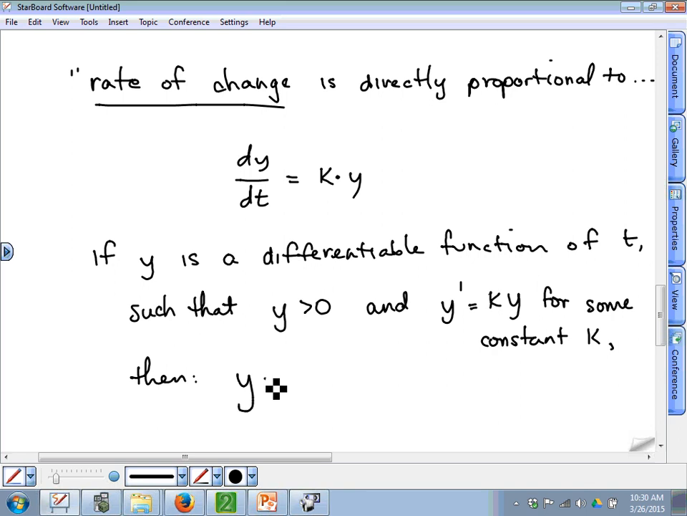So then y equals c e to the kt. k has to be up here because when you take the derivative of this, it's a chain rule, so the k is brought down in front.